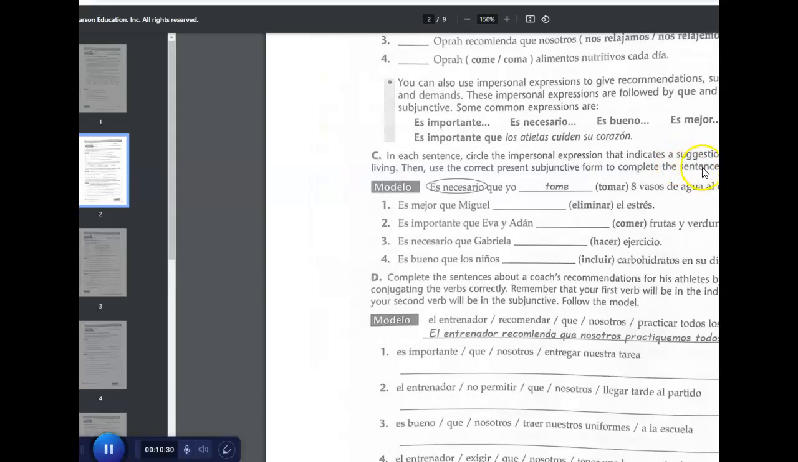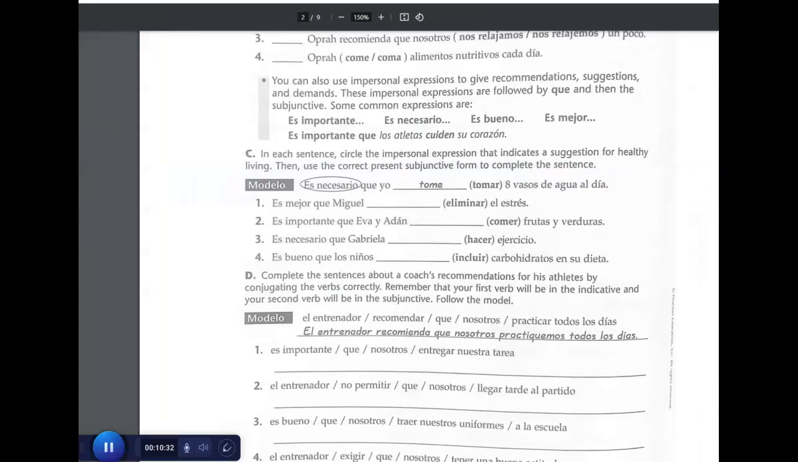In each sentence, circle the impersonal expression that indicates a suggestion for healthy living. Then use the correct present tense subjunctive form to complete the sentence. Super easy. Circle the impersonal construction. It's going to be at the very beginning of the sentence. Impersonal constructions usually begin with es to say it is necessary, it is better, it is important, etc. And then your verb would conjugate in the subjunctive. Es necesario que yo tome 8 vasos de agua al día, 8 glasses of water.